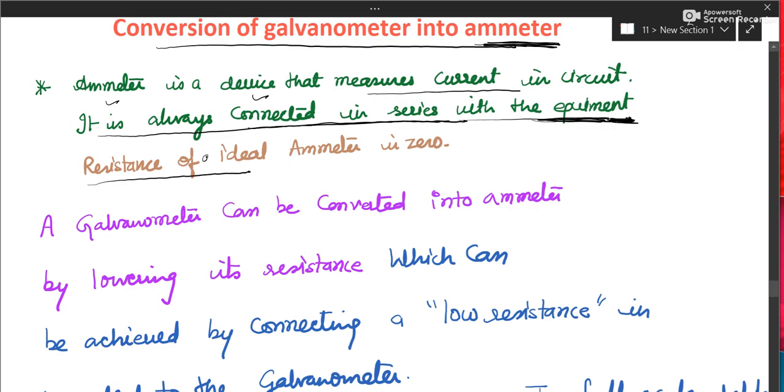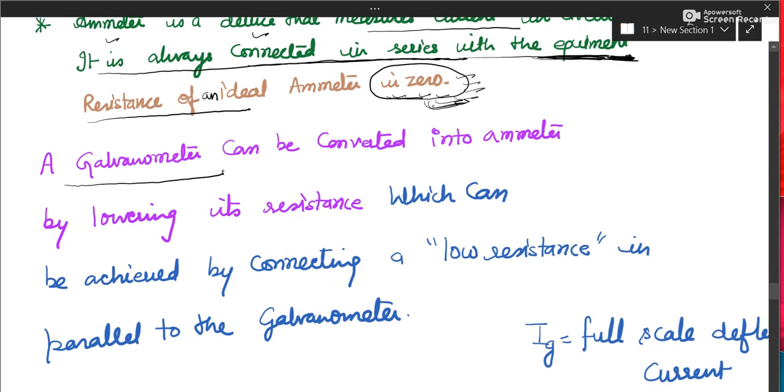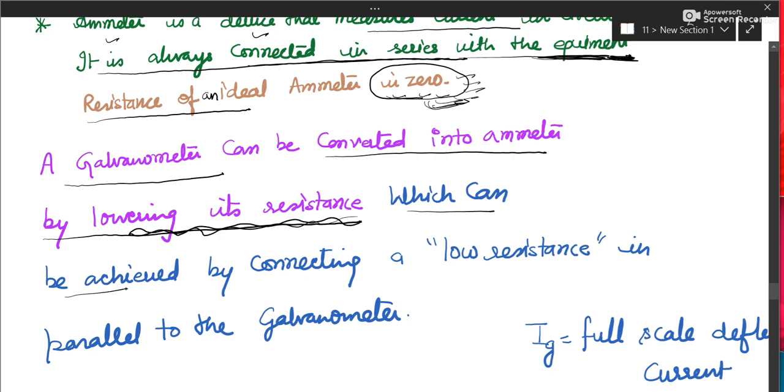The resistance of an ideal ammeter is 0, or as low as possible. That is the key. We have to reduce the resistance of the galvanometer to convert it into an ammeter, because the resistance of an ideal ammeter is 0. This can be achieved by connecting a low resistance in parallel to the galvanometer, because in parallel the net resistance is lower than the least.